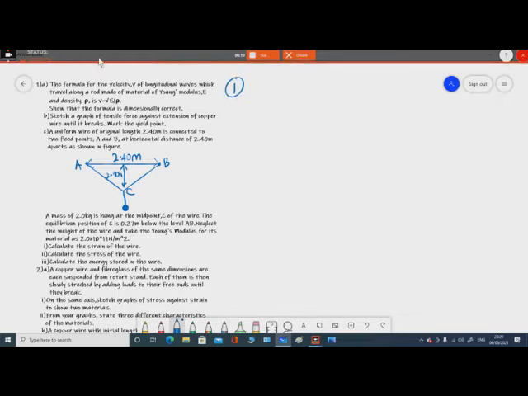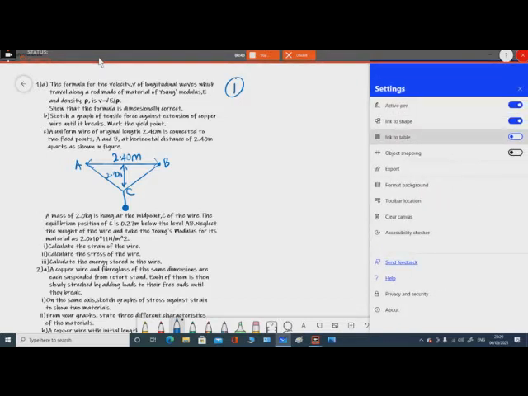The formula of the velocity of the longitudinal wave which travels along a rod made of material with Young modulus E and density rho is V equals surd E divided by rho. Show that the formula is dimensionally correct. Okay, so first of all, let me close this.